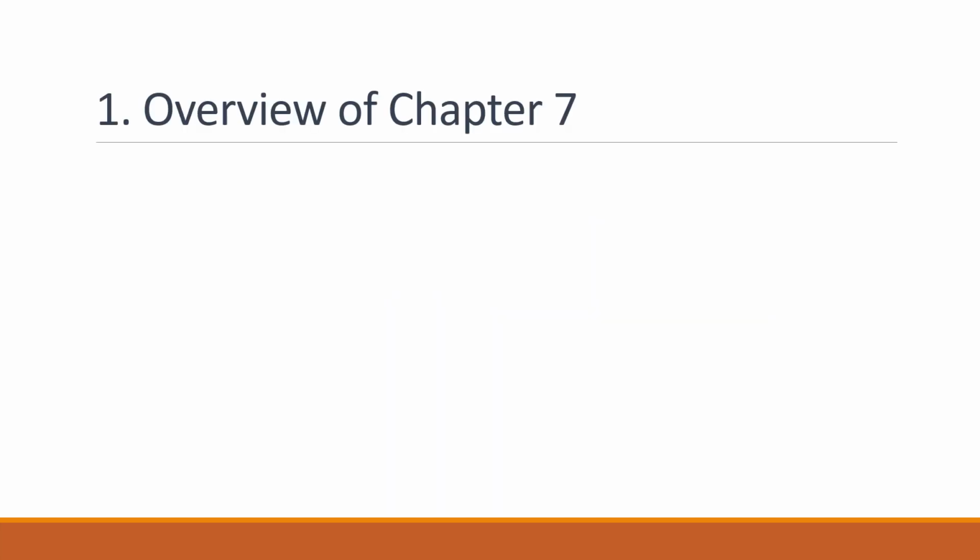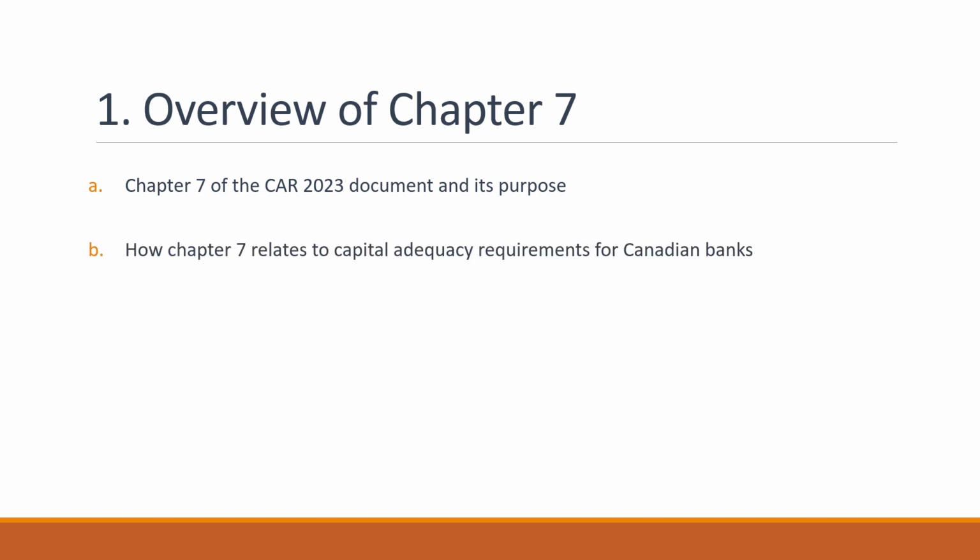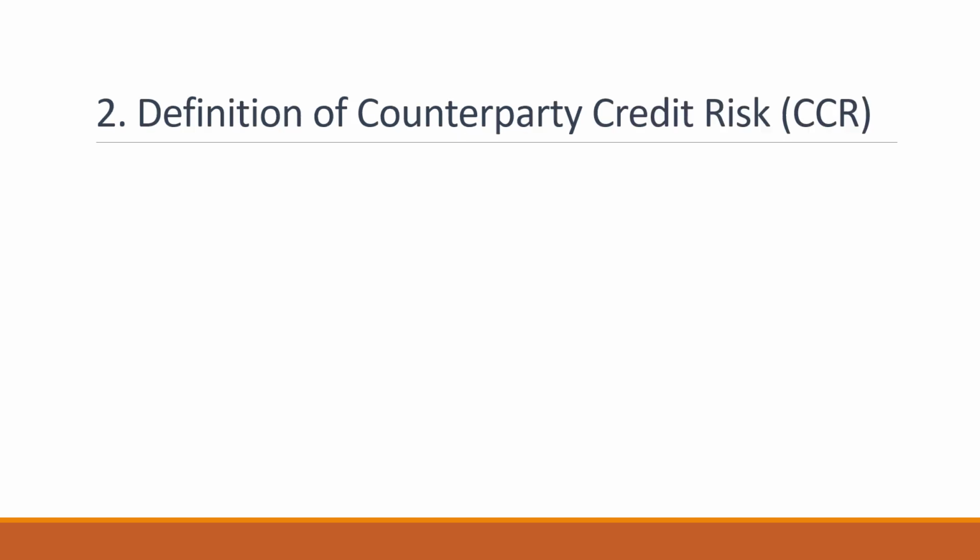Overview of Chapter 7. In this chapter, we will be discussing counterparty credit risk and how it impacts capital adequacy requirements for Canadian banks. The purpose of this chapter is to provide an overview of counterparty credit risk and the capital charge that banks must hold to cover this risk. This chapter will also cover credit risk mitigation techniques and other factors that affect counterparty credit risk management.